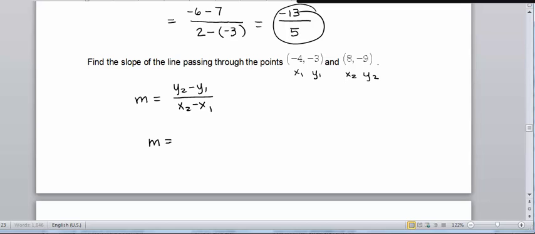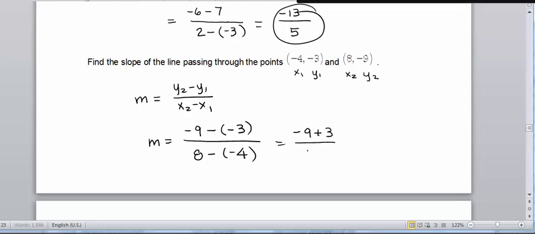M equals y2 is -9 minus y1, which is minus a -3. And then I have an 8 is my x2 minus a -4. Okay, so that's just the same as -9 plus 3 over 8 plus 4, right? So I have -9 plus 3 is -6 over 12, and I should reduce that, so that gives me -1/2.